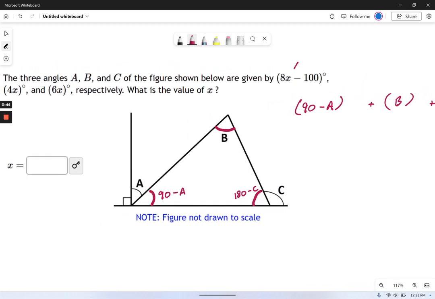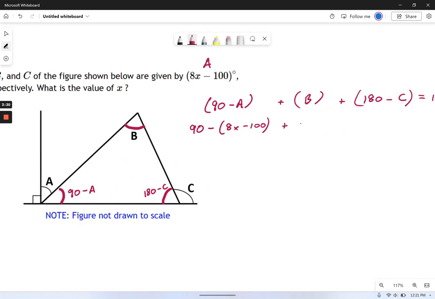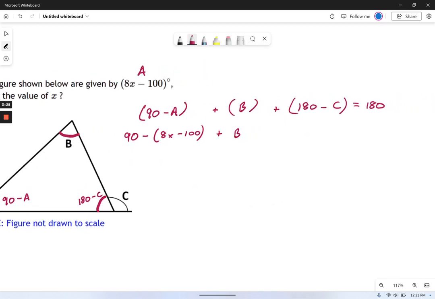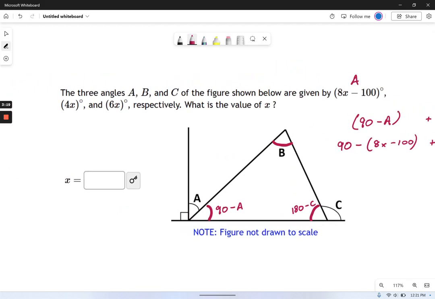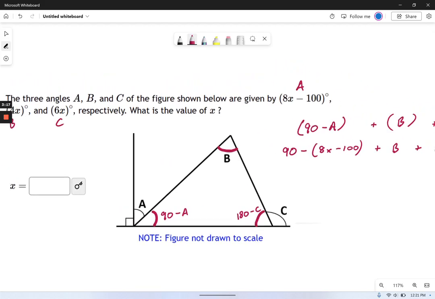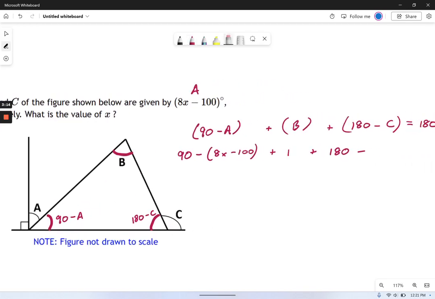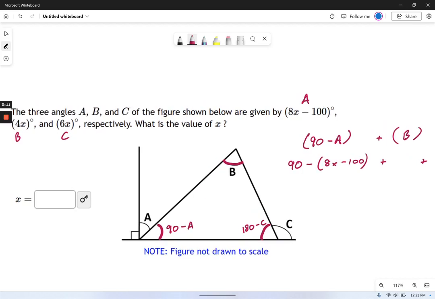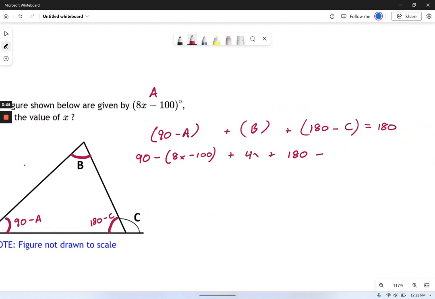So what is a? Well, we're told that a is 8x minus 100. So up here I've got 90 minus 8x minus 100 degrees. Okay, that's the first part. Then I have b. Then I have this last angle, which is 180 minus c. Now what's c? I think that's given to me over here. There's c. There's b, by the way. Let's put those in also. If I'm not messing this up, b was 4x. Yep, b was 4x, and c was 6x. And this equals 180 degrees.